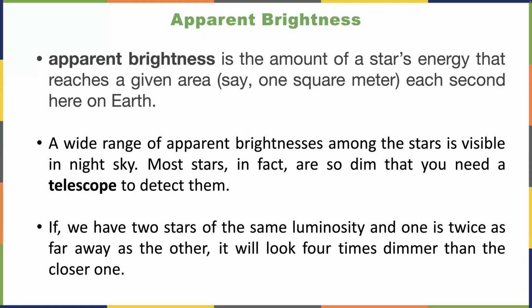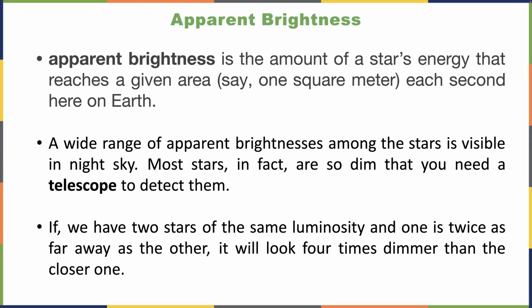So if you look at the night sky, you will have a wide range of apparent brightnesses among the stars. And most stars are in fact so dim that you need a telescope to detect them. Some of them are very bright in the night sky, and some of them are very, very faint that you need a telescope to detect them. So there is a range of apparent brightnesses for the stars.